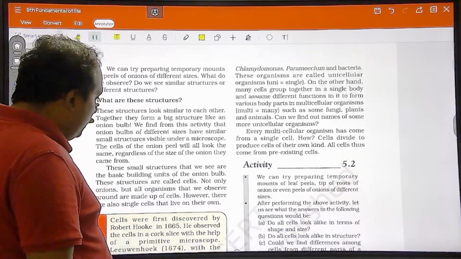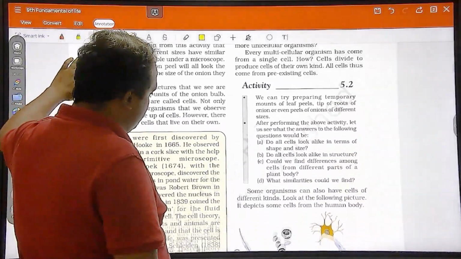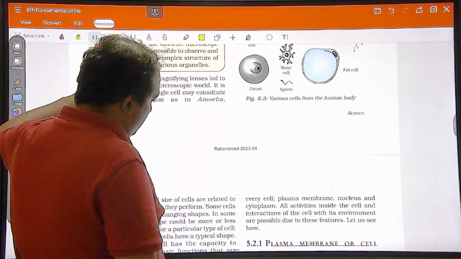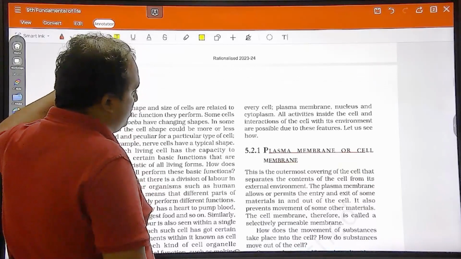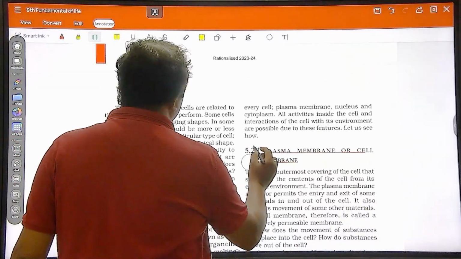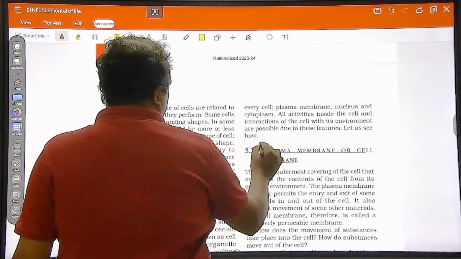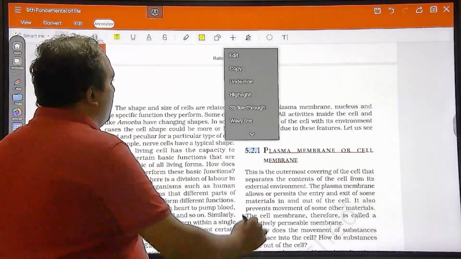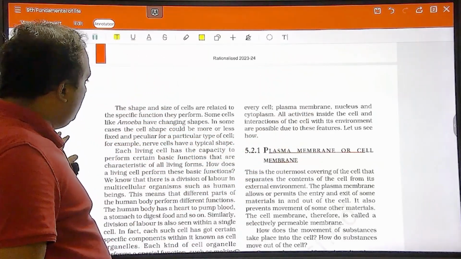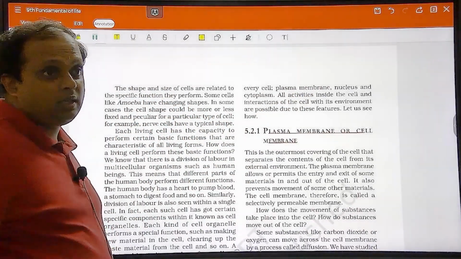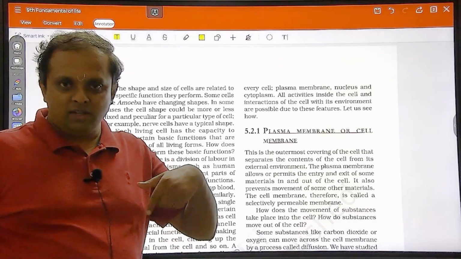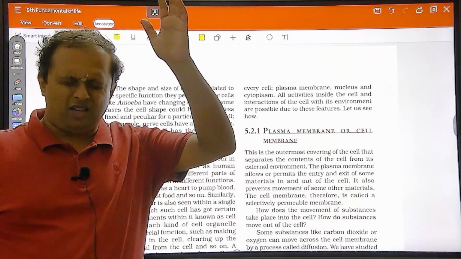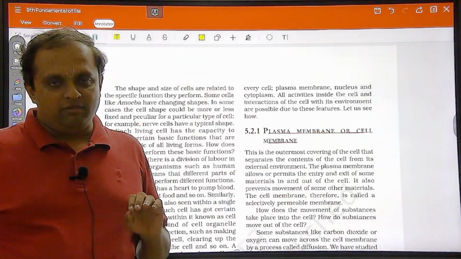Our area of discussion here is the plasma membrane or cell membrane. So what is there to be discussed in the plasma membrane? Before that, we all know that the plasma membrane is the outer membrane. It is universally present in all organisms except viruses, right from a bacterium to an animal. All organisms have a cell membrane or plasma membrane.